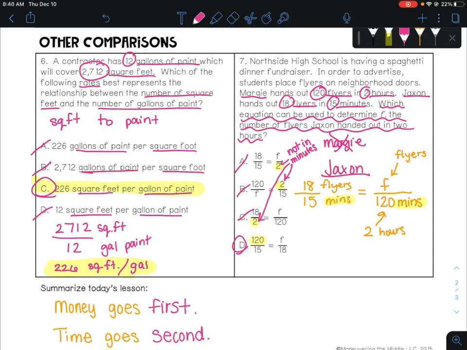Okay, and that's the lesson for today. Just remember, money goes first, time goes second, and you'll always have an easy time writing rates.